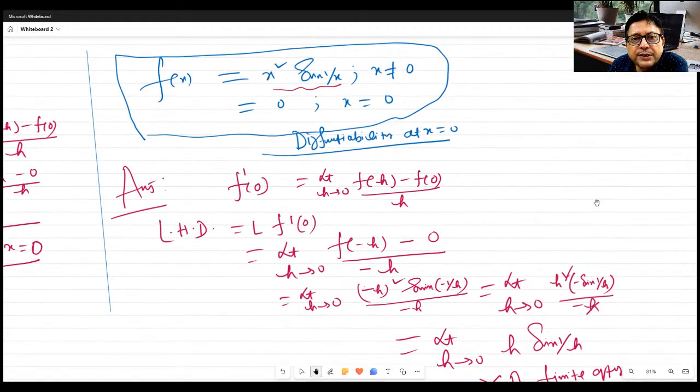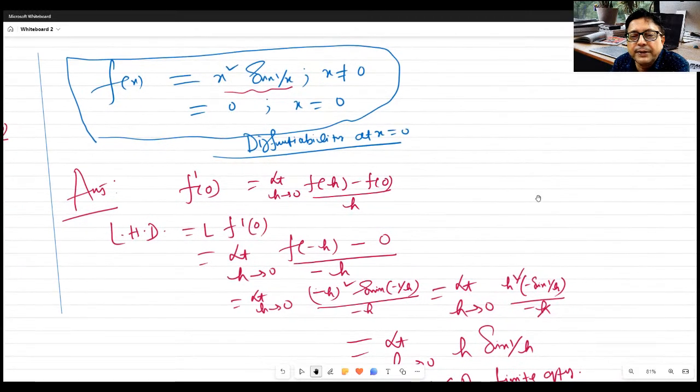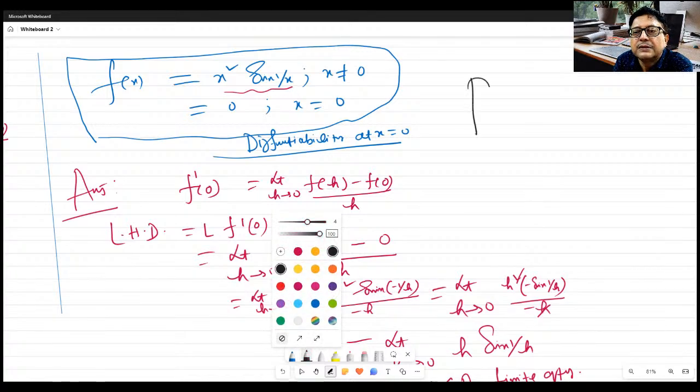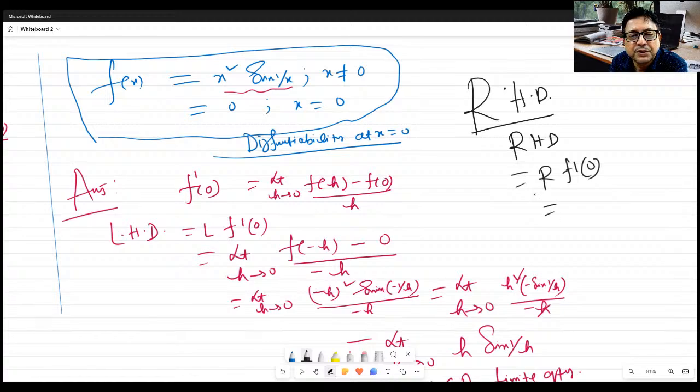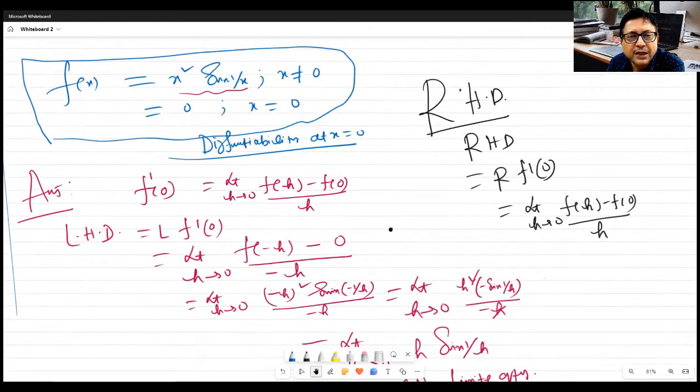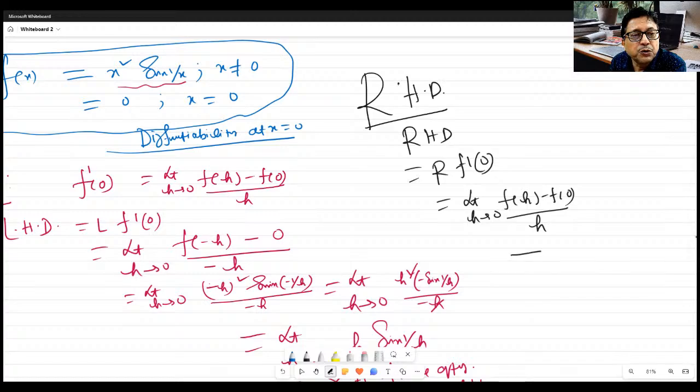Now let us check it with the RH derivative. Doing it here only, RH derivative. RH derivative I am calculating side by side, that RHD, which is R f dash 0. This is nothing but f(h) minus f(0) by h. Clear? So what should I put? Plus h only. Here we replace by plus h.